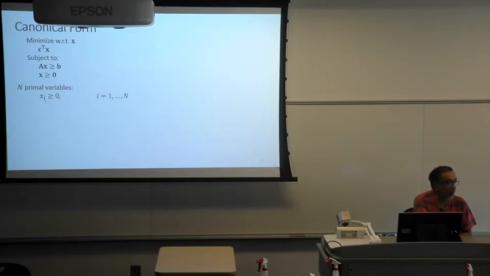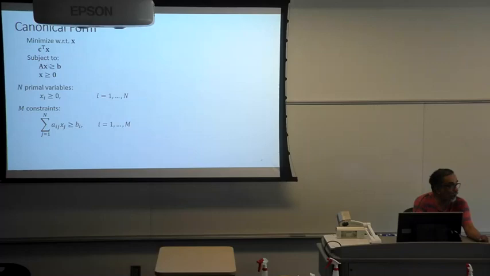So we have n scalar primal variables, xi, i equals 1 through n, and we have m constraints. Okay, so by the way, for each scalar primal variable xi, we have xi greater than or equal to 0. So we have n constraints here corresponding to these, and then we have m constraints here.